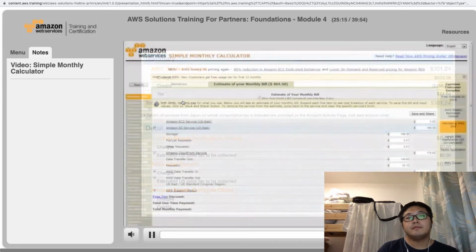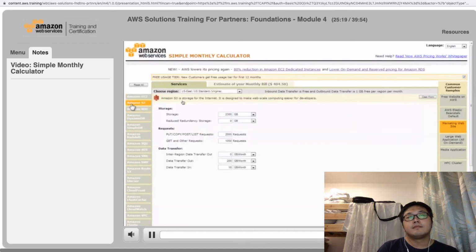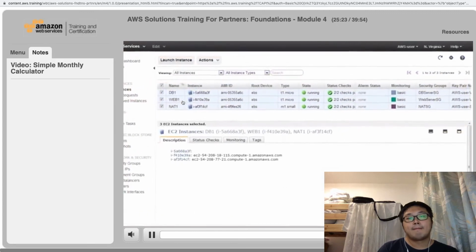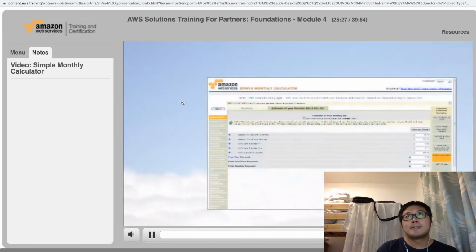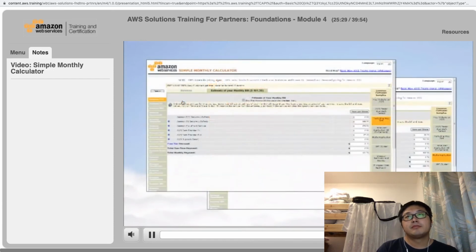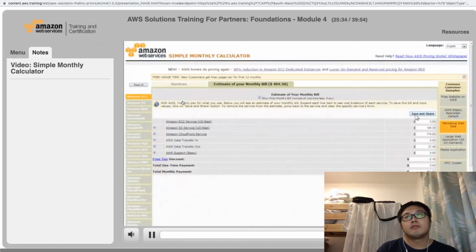Remember, though, that this is only an estimate of usage charges for AWS services based on the information you provide. Billed monthly charges will reflect your actual usage of AWS services. The Simple Monthly Calculator is a static website, so you can open multiple tabs for different configurations or estimates. Another useful feature of the calculator lets you save your estimate and share it with others.